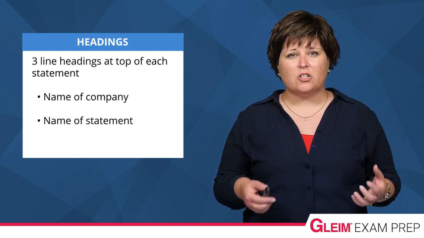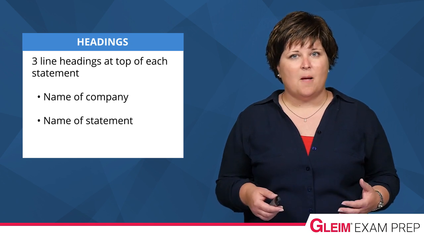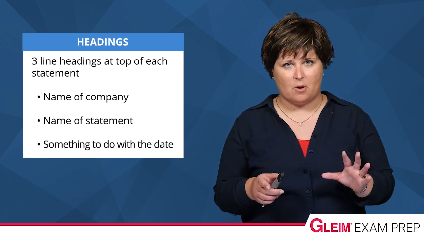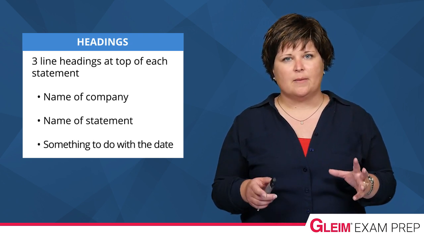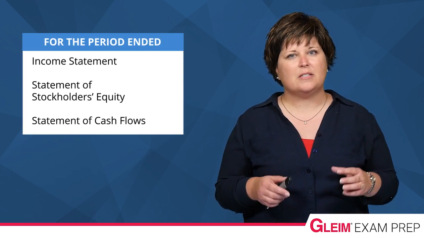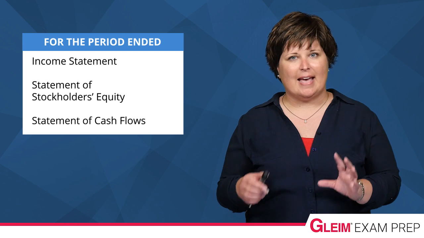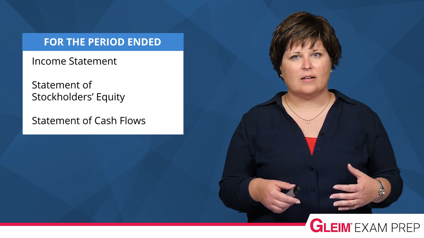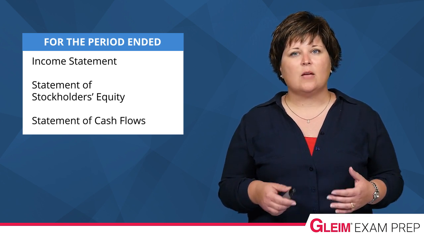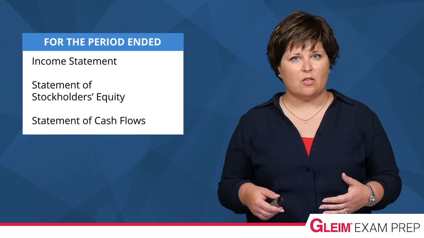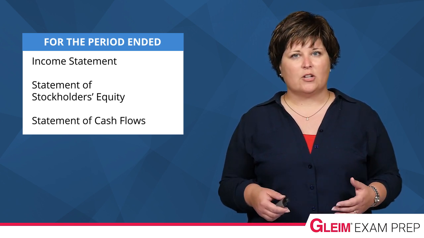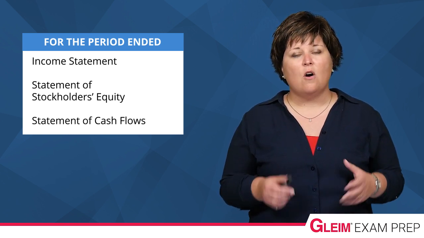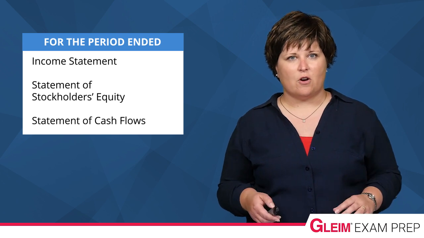I think this is especially important for introductory accounting students as you're just becoming familiar with these 4 statements. The third line is the tricky part. Something to do with the date. 3 of the statements follow the same dating methodology of for the period ended. So if you were presenting the financial statements for the most recent quarter that ended on September 30th, the date line would read for the quarter ended September 30th. Or if you were presenting the financial statements for the most recent year that ended on December 31st, the date line would read for the year ended December 31st.